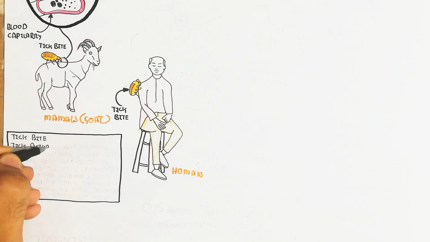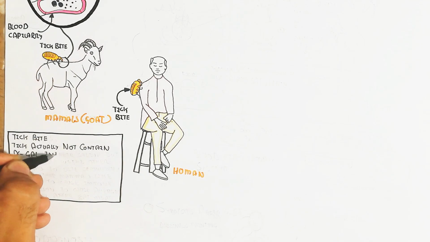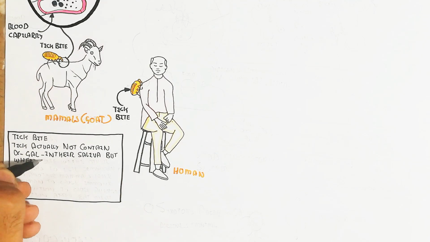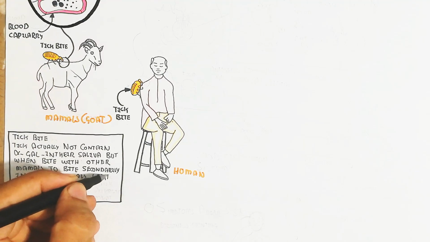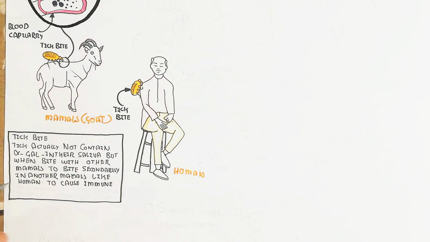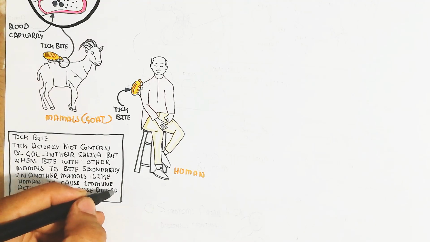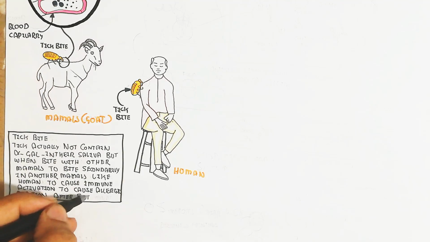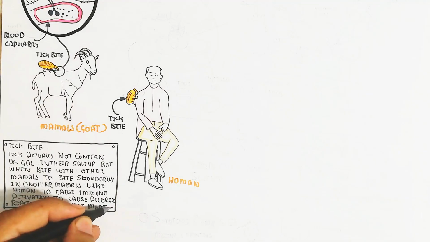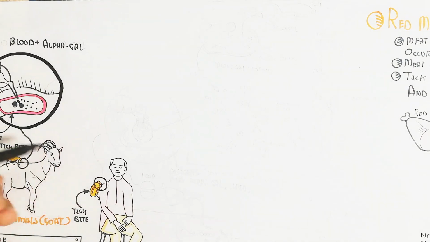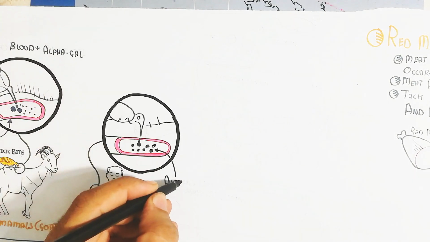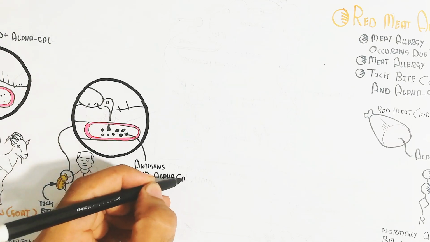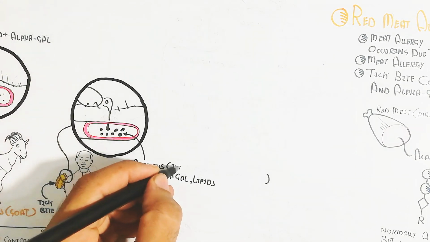Again I am explaining, the tick actually does not contain alpha gal in its saliva, but when it bites other mammals and then bites secondarily another mammal like a human, it causes immune activation and an allergic reaction after eating meat of the mammal. It can be pig meat or cow or goat or some other type of mammal. Anyhow, this tick bite will also cause an allergic reaction to carnivore mammals. Remember that. And whenever it bites a human, the antigen will be transfused into the blood during the sucking of the blood from the skin of the human.